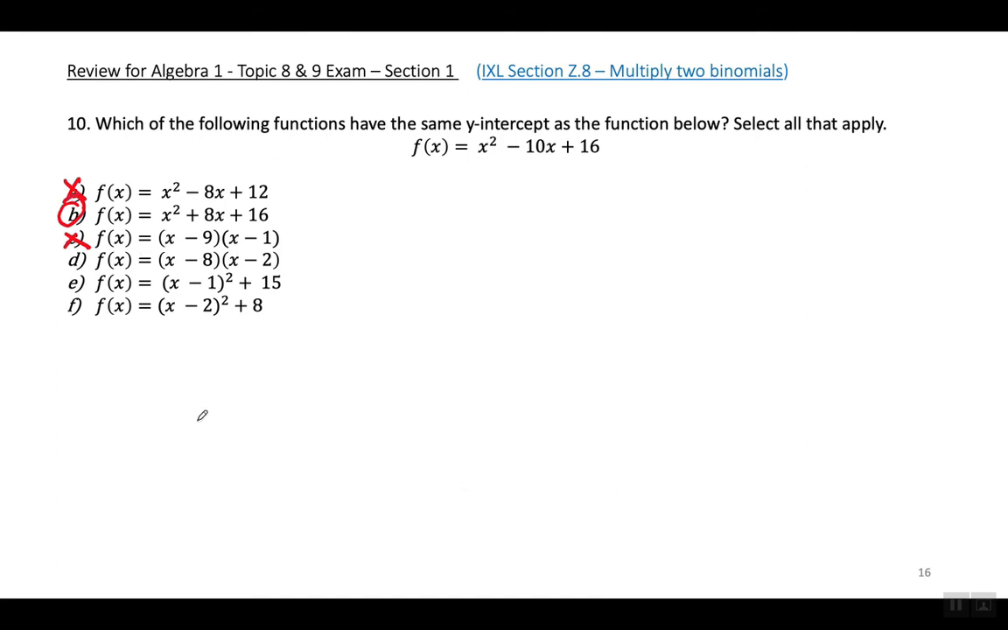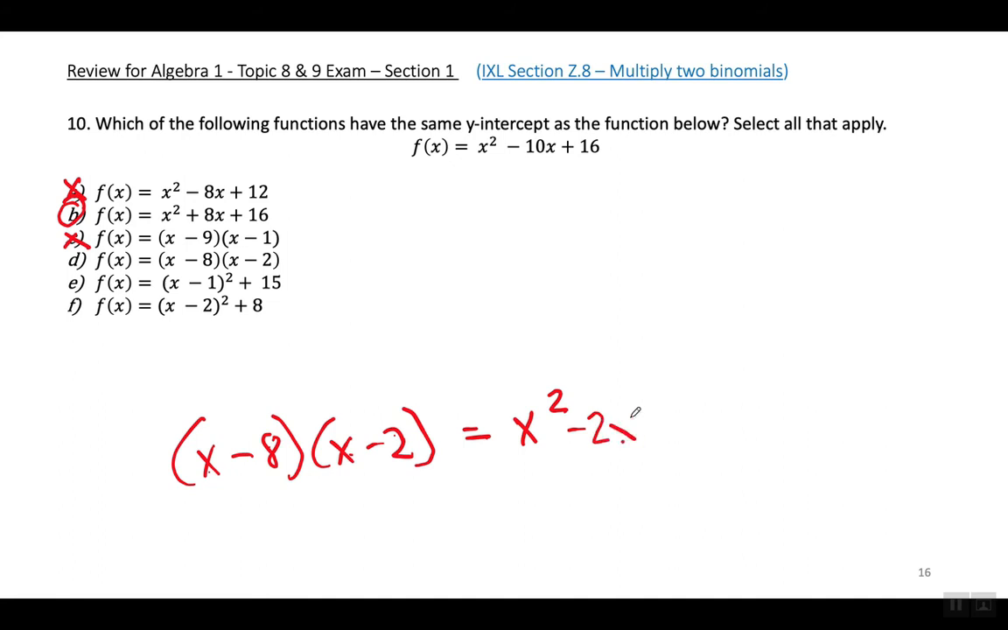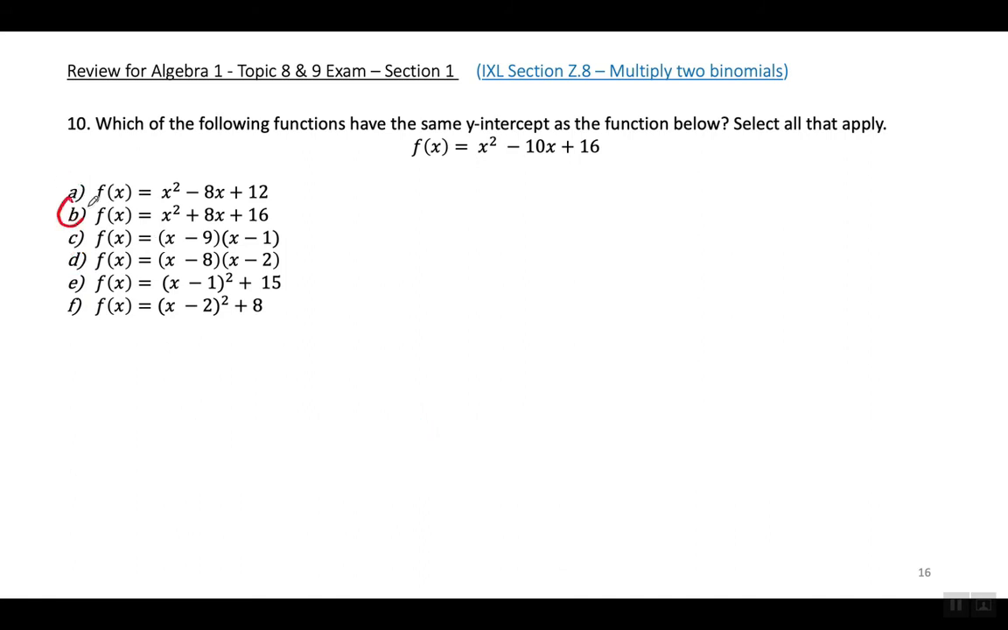Okay, let's look at D. Again, let's work it out, although I'll give you a shortcut. When they're written like this, you could just multiply these two numbers and that'll tell you what you're going to get for the y-intercept. So if you're paying attention, that means this one's going to be right. But let me work it out just so you can see what I mean. X times x is x squared. X times negative 2 is negative 2x. Negative 8 times x is negative 8x. And negative 8 times negative 2 is positive 16. I have to combine these two, but whatever. There's our positive 16. So D is correct. So far B and D are correct. B is right. D is right. Okay. I messed up.